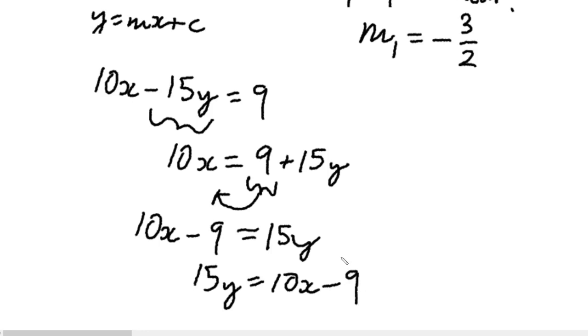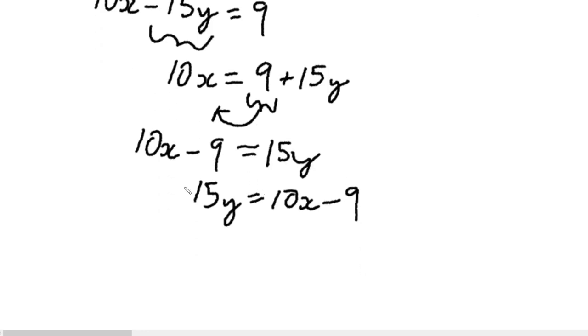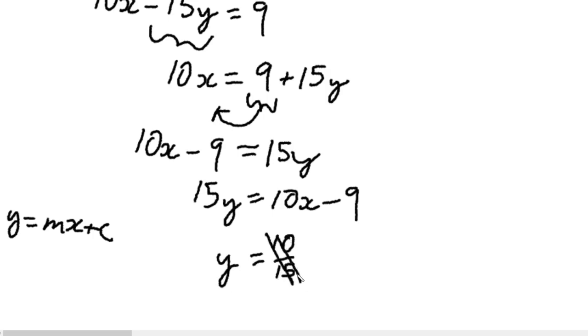So how do we get from here to the gradient? Well, this equation is not in the form y is equal to mx plus c yet. And what would we do to get rid of the 15 that's conjoined to the y? Well, we divide both sides of the equation by 15. So dividing 15y by 15 is just y. Dividing 10x by 15, you get this fraction that cancels out to 2 over 3 x, and minus 9 divided by 15, you also get another fraction that cancels out to 3 over 5.